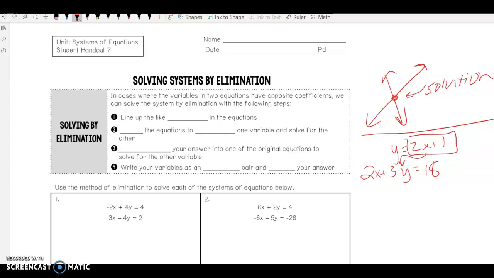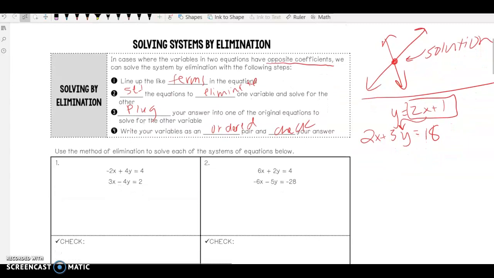So it says in cases where the variables in two equations have opposite coefficients, we can solve the system by elimination with the following steps. Step one is to line up the like terms in the equations. Then set up the equations to eliminate one variable and solve for the other. You're then going to plug your answer into one of the original equations to solve for the other variable. Write your variables as an ordered pair and check your answer.